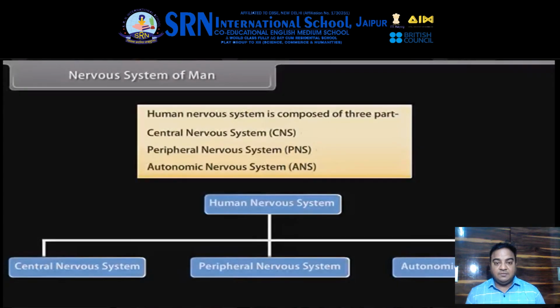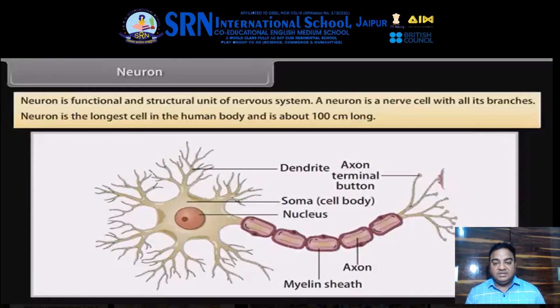The nervous system of man is basically made up of three types of nervous system, that is central nervous system, peripheral nervous system and autonomous nervous system. The neuron. This is the diagram of the neuron. In our brain and spinal cord, millions of neurons are there. The circular part which you can see in the center is also called the axon. And then the cell body is there, ending with the axon terminal.